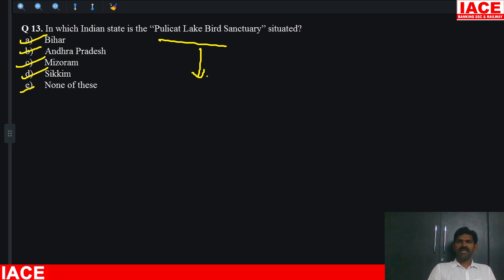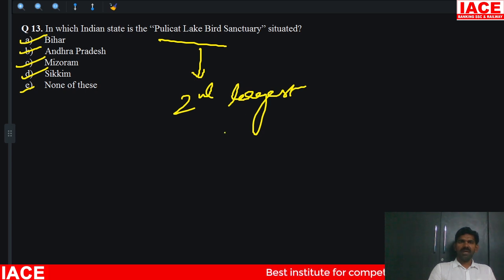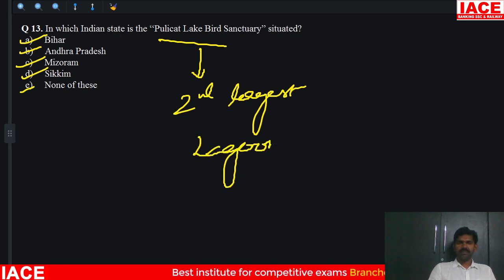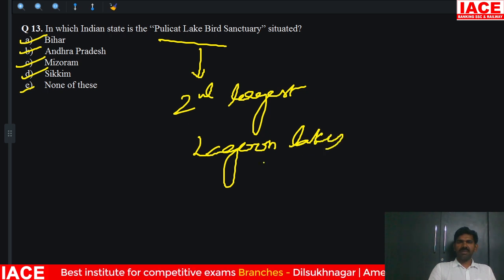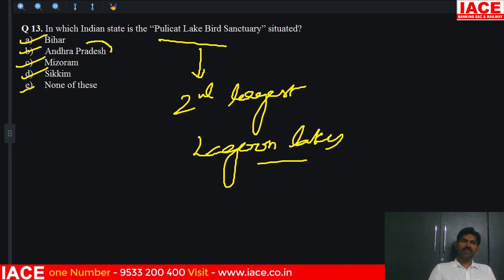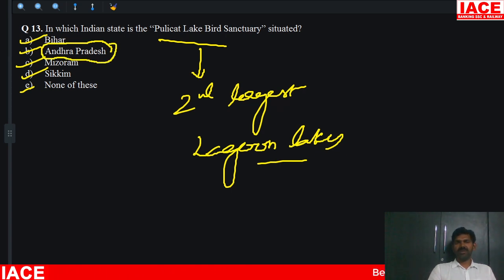Pulicat Lake, remember that, it is the second largest lagoon lake. Lagoons are something created because of seawater. After the Chilka Lake present in Odisha, Pulicat Lake is the second largest lagoon water lake. Now, this is present in the state of Andhra Pradesh. Very important. It is basically brackish water, it means salt water will be present in this lake. So, the answer is nothing but Andhra Pradesh.